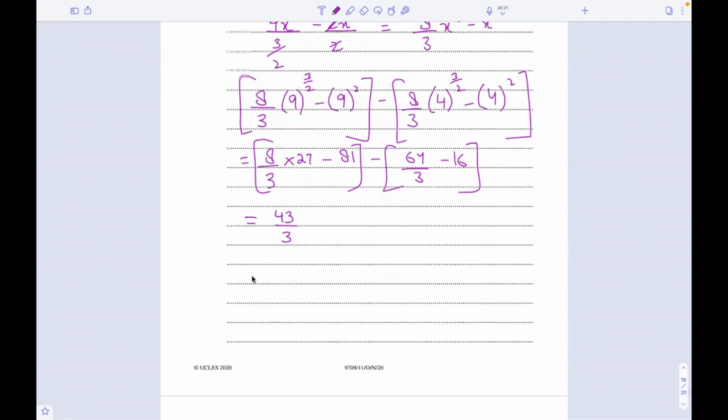Now subtracting it from the area of the triangle, which was 18, we'll get 18 minus 43 over 3. So this is the area of the shaded region. So we have 18 times 3, which is 54, minus 43, over 3. The final answer would become 11/3 or 3 and 2/3.